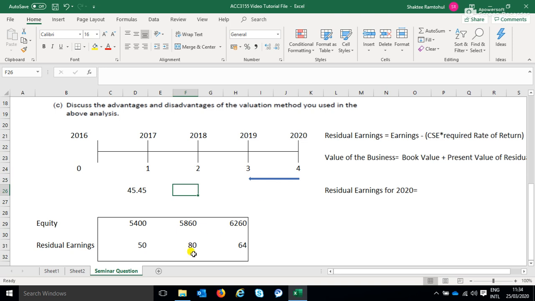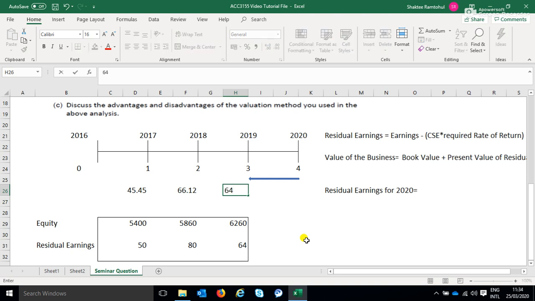Now the residual earnings for 2018 is 80. So if we're discounting 80 divided by 1.1 to the power of 2. Because remember, in our example, 2018 is your year 2. And that gives us 66.12. Moving on, 2019, which is our year 3, residual earnings is 64.